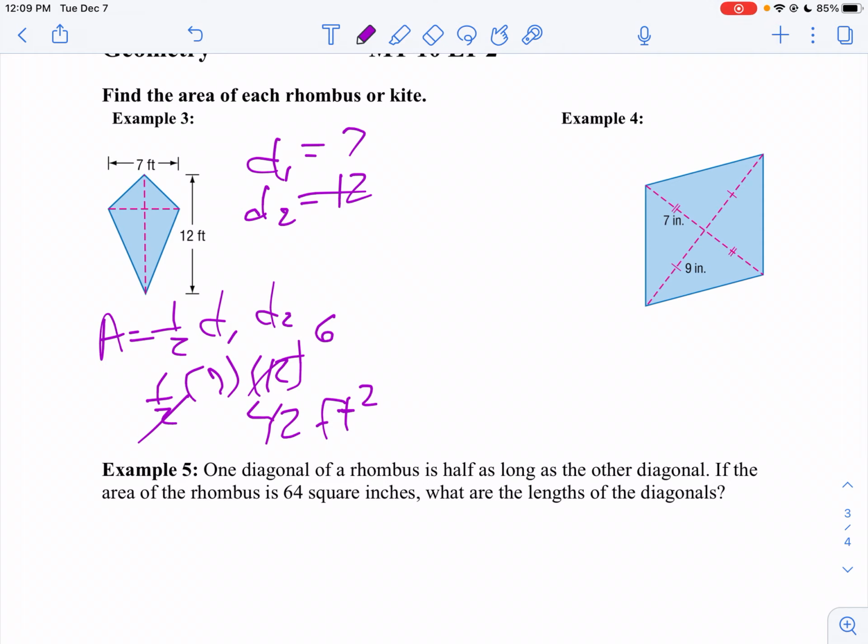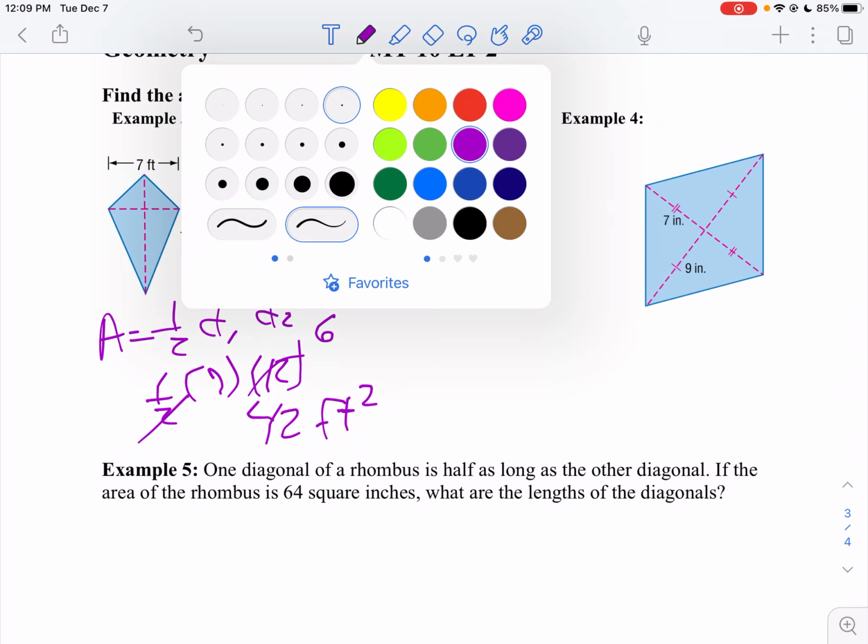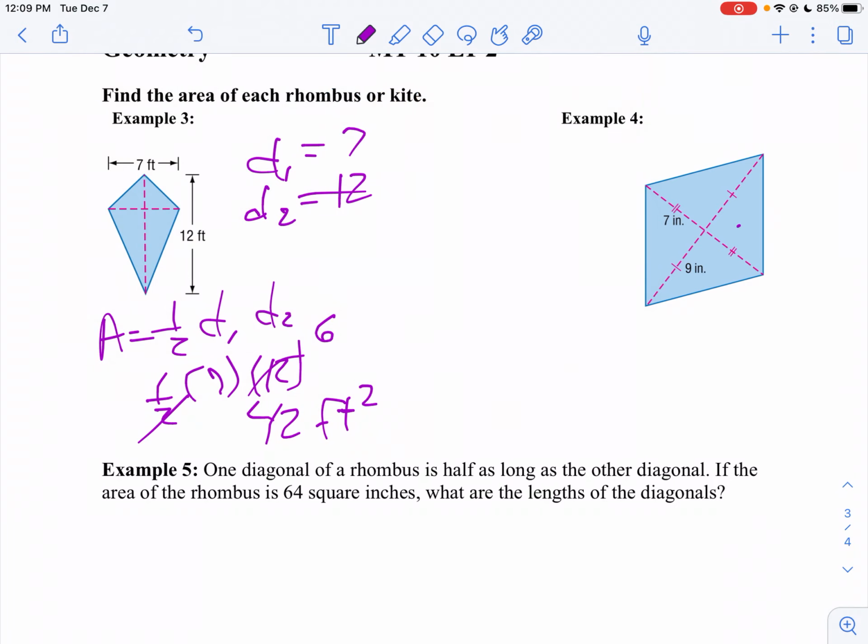Now if I take a look at my next shape, I've got a rhombus here, don't I? And so I look at this rhombus, and I know since they bisect each other, they're marked congruent. I've got 7 and 9. So I know one of my diagonals is 14. So I know diagonal 1 is 14. I know the other diagonal, 9 plus 9, is 18.